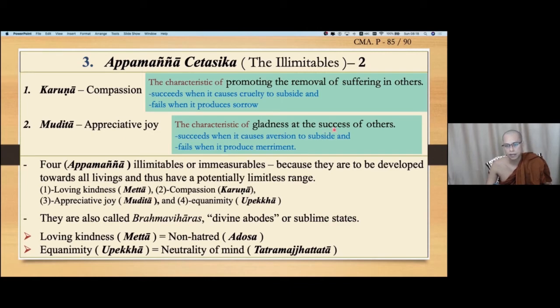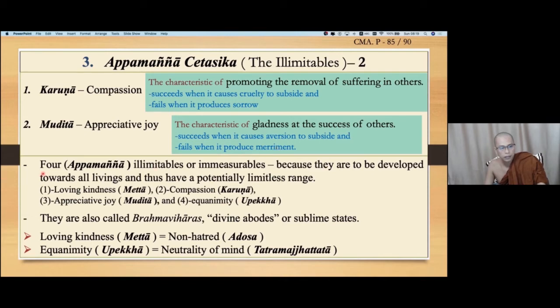When one sees the success of another, he feels gladness. Its success is when it causes the aversion to subside. So when one sees the success of another and aversion arises, that is failure. And when gladness arises, that gladness reduces the aversion toward the other's success. At that time, appreciative joy is being practiced. Otherwise, one cannot tolerate the other's success.